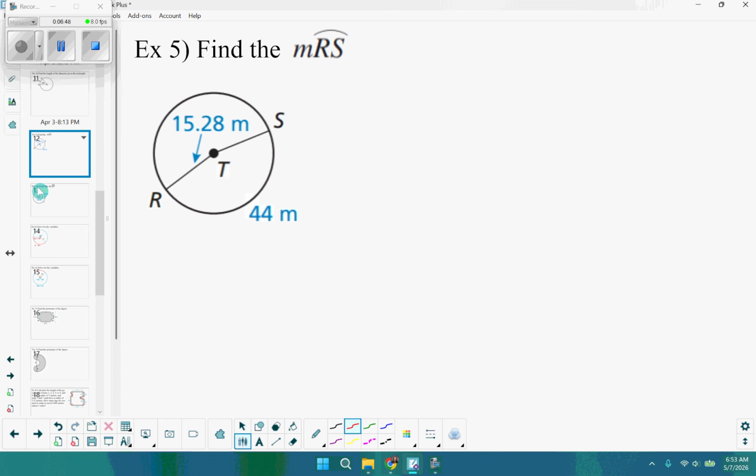Example 5 says find the measure of arc RS. So the measure indicates the degrees. So the degrees spot of my fraction will be my variable. I have my length of arc RS out here is 44 meters. And I'm given the radius. They pointed to just this line. That is the radius. So I'm going to use 2 pi r.